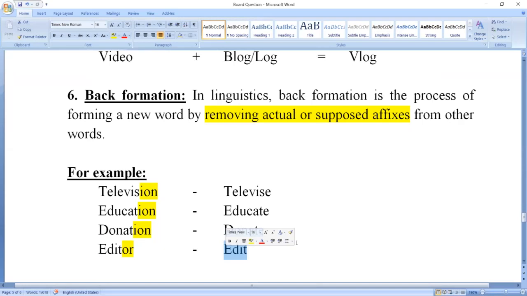Okay, because when we are talking about suffixes or prefixes, we have added a word or group of words to the base word to make new words. But in this case, we are not going to add; rather, we are going to remove the suffixes or prefixes to get the base word. So in this way, we can also make a new word when we actually want to get one.